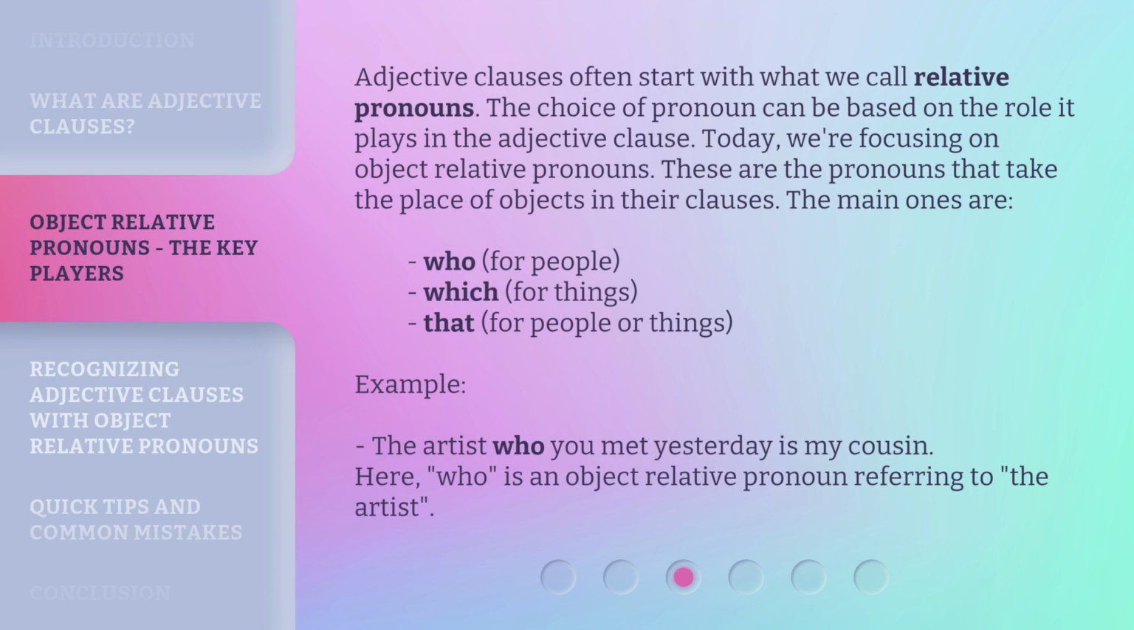Adjective clauses often start with what we call relative pronouns. The choice of pronoun can be based on the role it plays in the adjective clause. Today, we're focusing on object-relative pronouns. These are the pronouns that take the place of objects in their clauses. The main ones are who, for people; which, for things; that, for people or things. Example: the artist who you met yesterday is my cousin. Here, who is an object-relative pronoun referring to the artist.